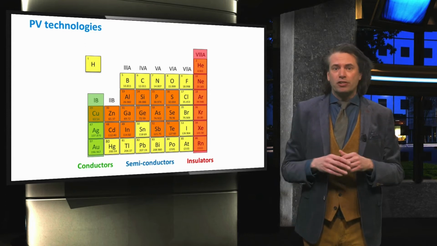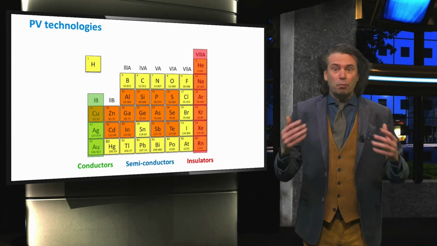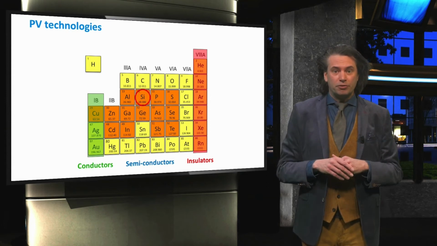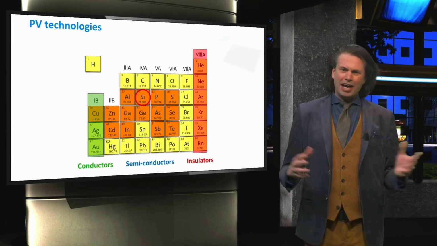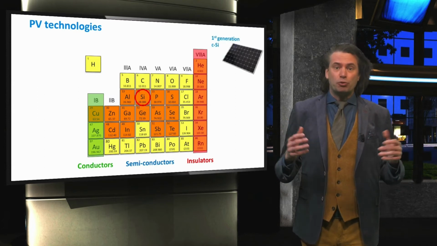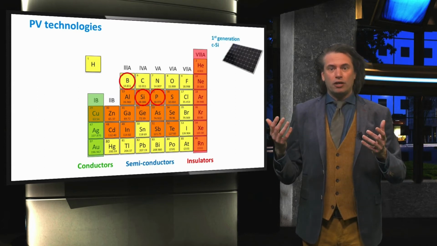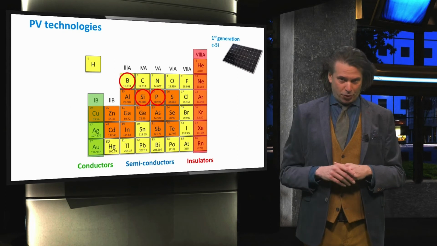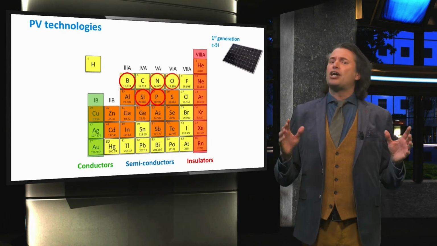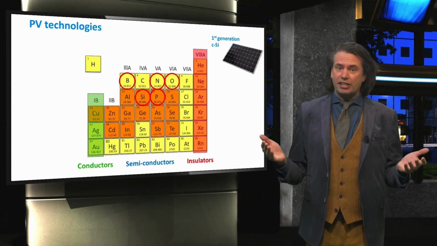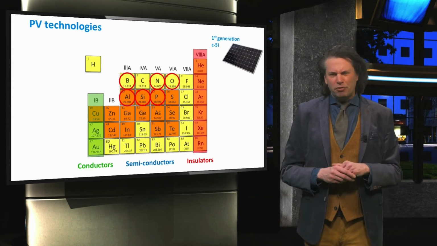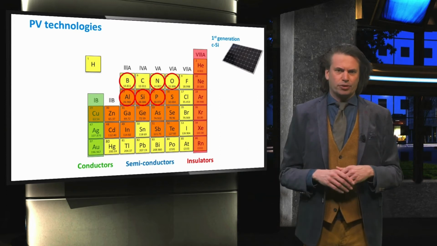The dominant PV technology is based on the Group 4 semiconductor material, silicon. Crystalline silicon solar cells use boron and phosphorus for the material doping. Nitrogen and oxygen are used for the chemical passivation layers, while aluminum is generally used for the electrodes.